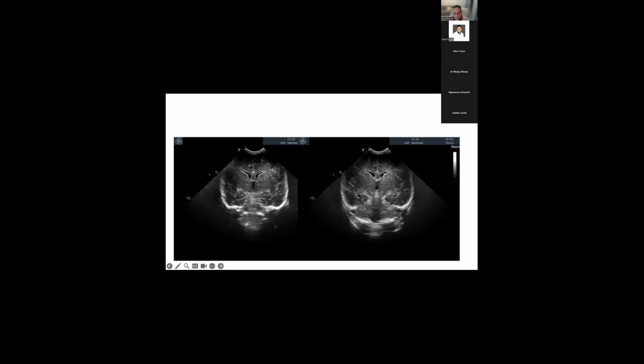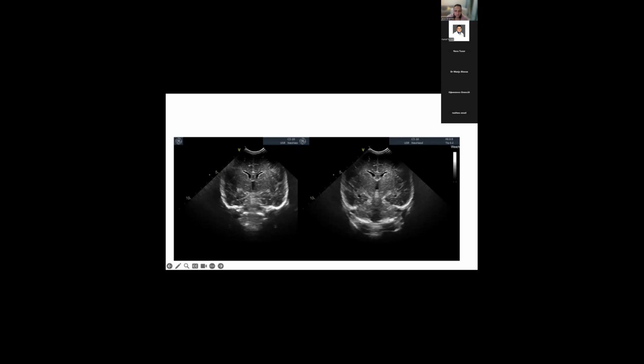Just again, my only comment would be depth. We want to really get it down to about 7, but beautiful images and really nice grey-white matter differentiation. A little bit of dropout, and that's the nature of the fontanelle. I suspect, was it a baby with a small fontanelle? Yeah, not extremely small, but yeah. Okay.